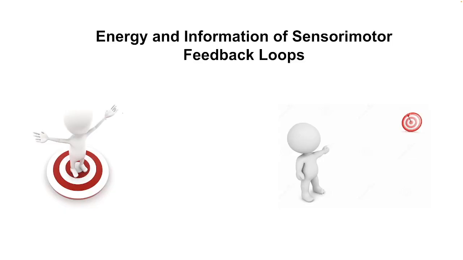So in this part, we're going to talk a little bit more about linking a lot of what we were talking about in parts 1 and 2 to cognition and cognitive systems. So we'll talk a little bit about energy and information in the context of sensorimotor feedback loops. And we'll be talking a lot about sensorimotor performance and some of the equations around that.